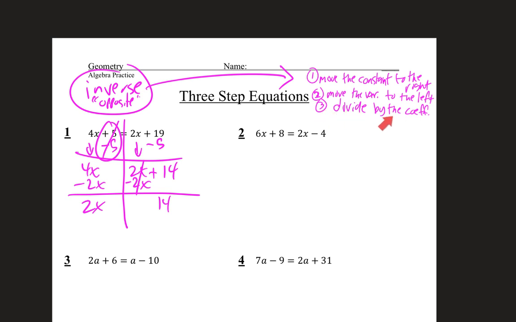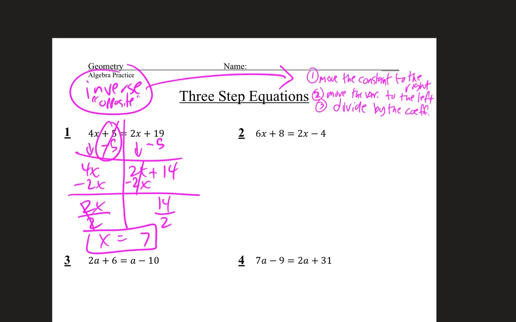Third step, divide by the coefficient. The coefficient is the number in front of the variable. So we're not going to divide by negative 2, we're going to divide by positive 2. We divide by that same value. So then the 2's cancel out. X equals 14 divided by 2, which means half. Half of 14 is 7. So that's it. We're going to follow the same steps.